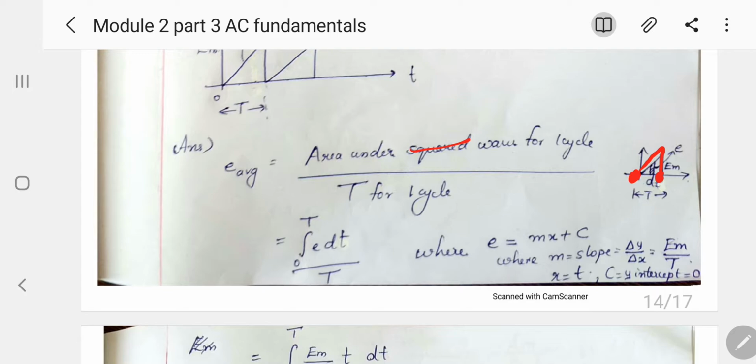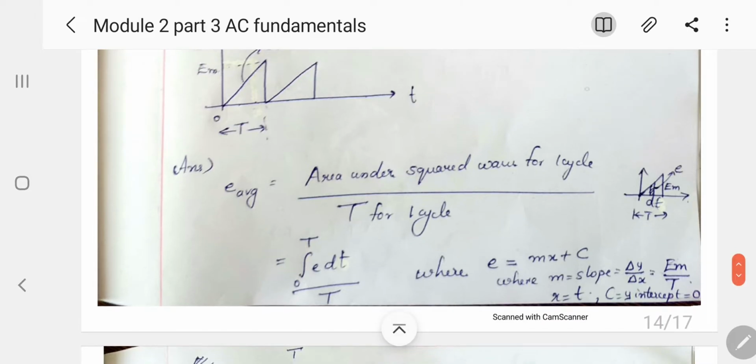So how can we find it? By integrating the area of a small strip. What is the area of this small strip? The length we can consider as the instantaneous value which is changing, and the breadth we can consider as dt. So the length of the strip is small letter e and the breadth of the strip is dt.